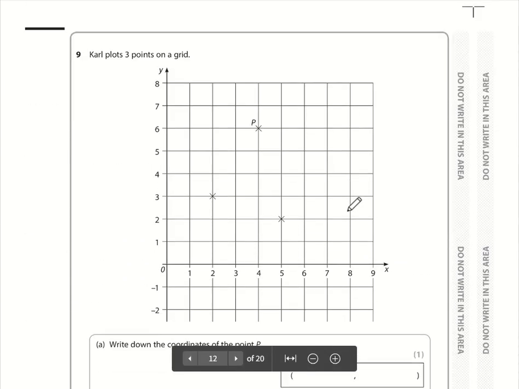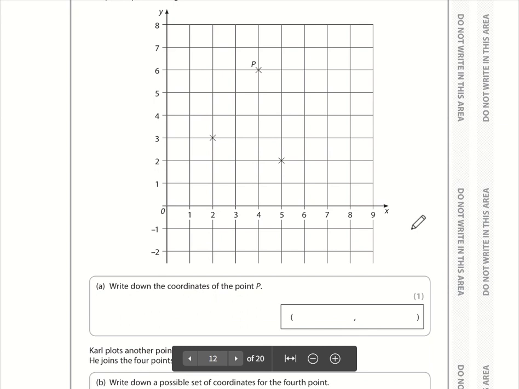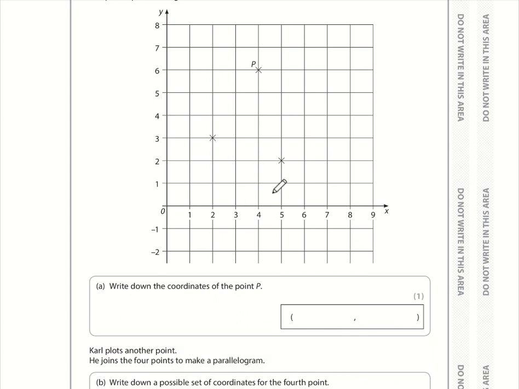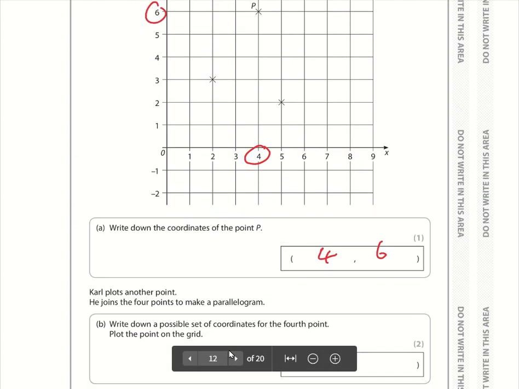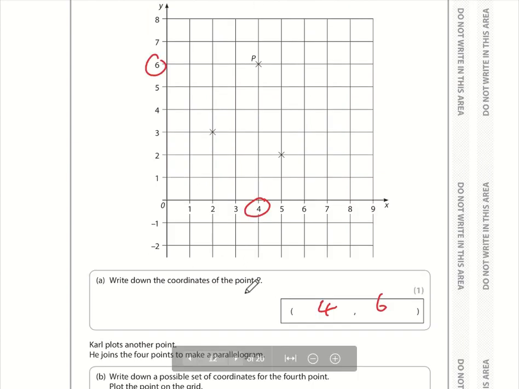Okay, question number 9. Write down the coordinates of point P. So remember, with coordinates, it's along the corridor and up the steps. So we're going along to 4 and then up to 6. So the coordinates are 4, 6. Carl plots another point. He joins the 4 points to make a parallelogram. So write down the possible set of coordinates for the 4th point.